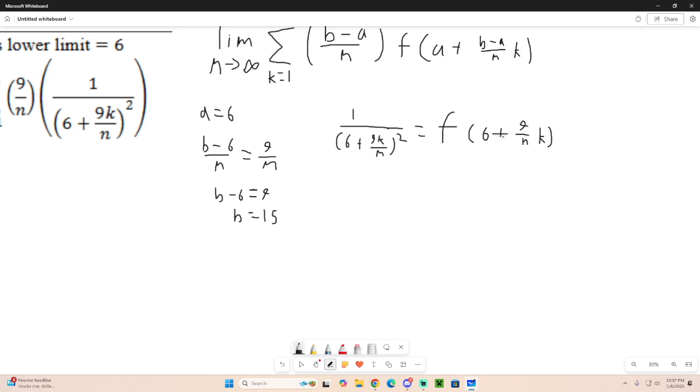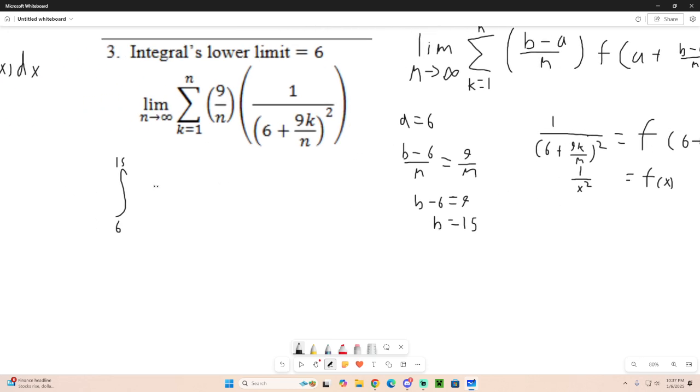Here's my trick. Look for where this part is over here, and I can just replace it with x, right? So actually f of x equals 1 over x squared. So then it's the integral of 1 over x squared dx. And that's our final answer.